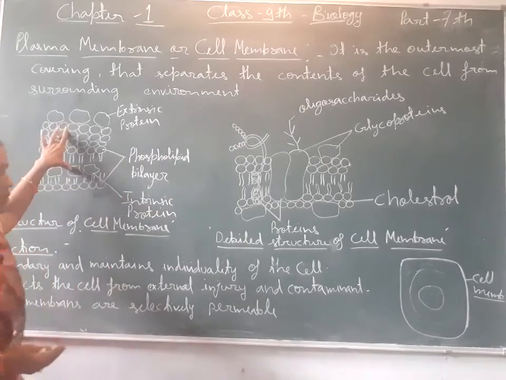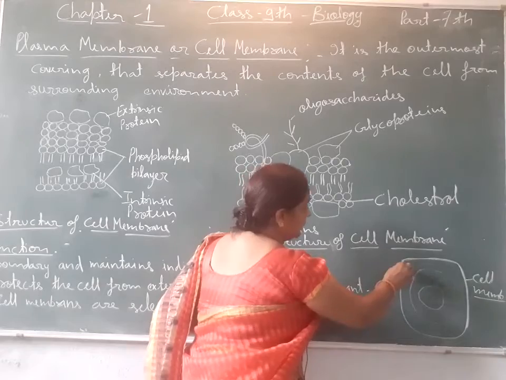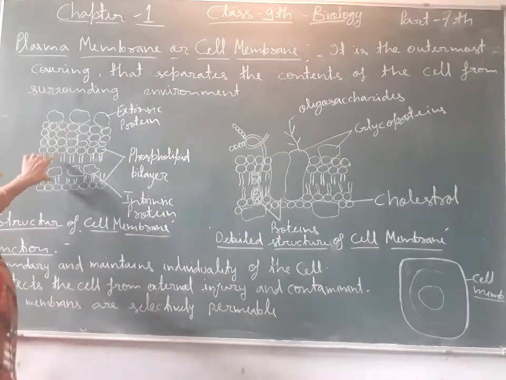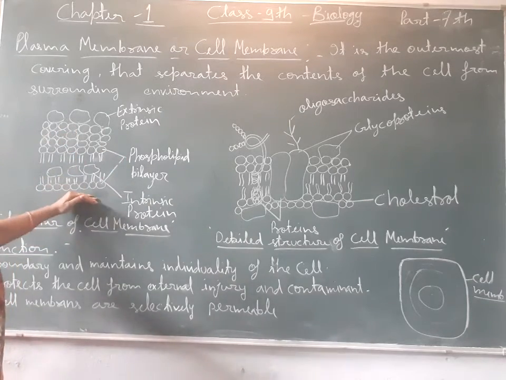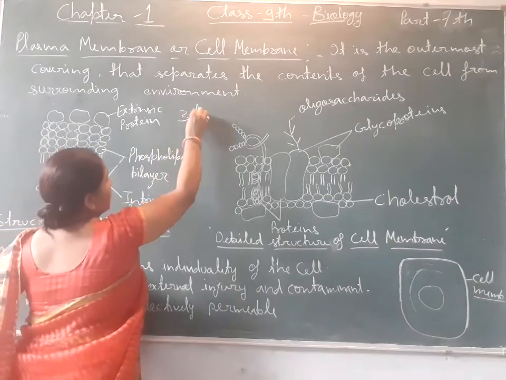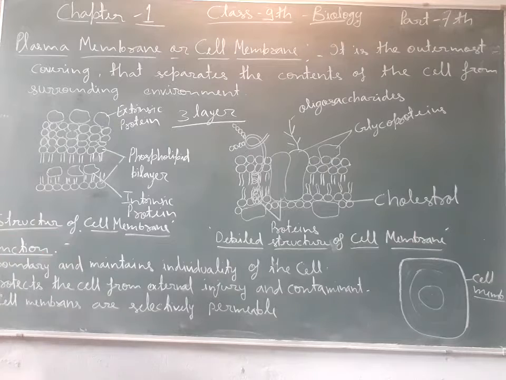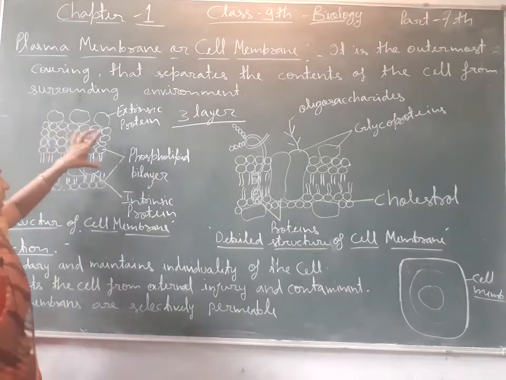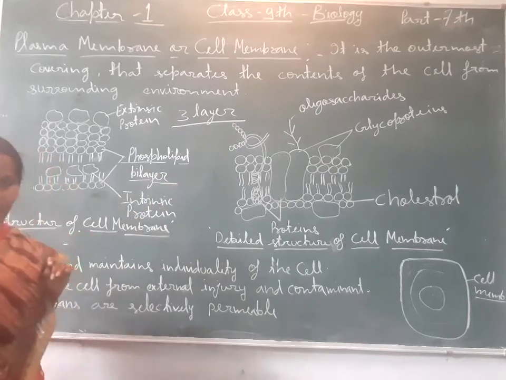So, here is the structure of the cell membrane. What is the membrane structure, and what substances are present in this membrane? It is the unit membrane structure. It means it is made up of 3 layers. The outer and lower layers are made up of protein, and the inner layer is made up of a phospholipid bilayer.